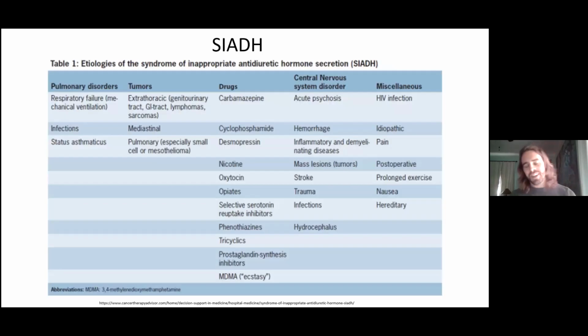And then again, I think SIADH can be so frustrating because there are a bajillion things that can cause SIADH. So sometimes it feels like, how are we trying to identify what is the driver here? And I like this table because it highlights really any sort of pulmonary disorder, just like an infection, pneumonia, even if they're mechanically ventilated, sometimes that can be a trigger for SIADH. If they have asthma and they're in severe asthma exacerbation, that can be there.